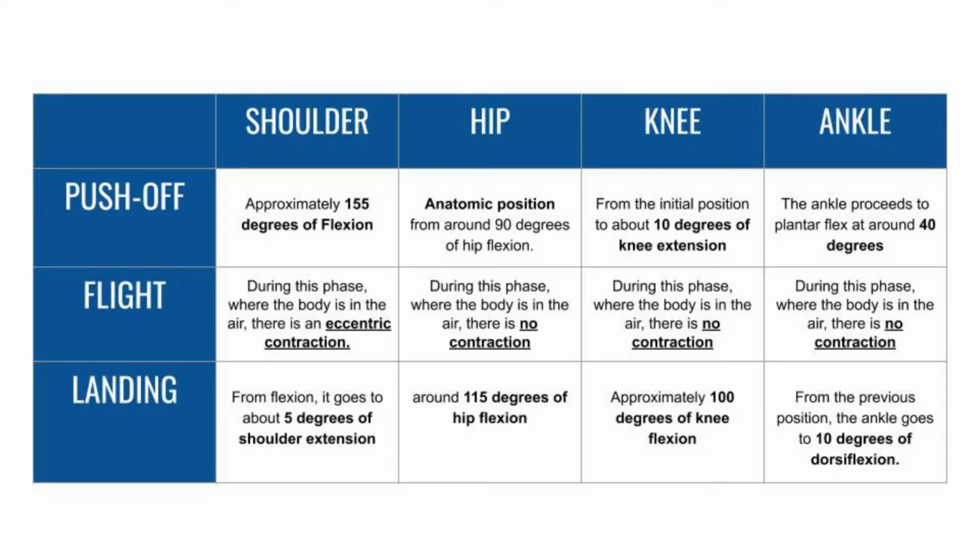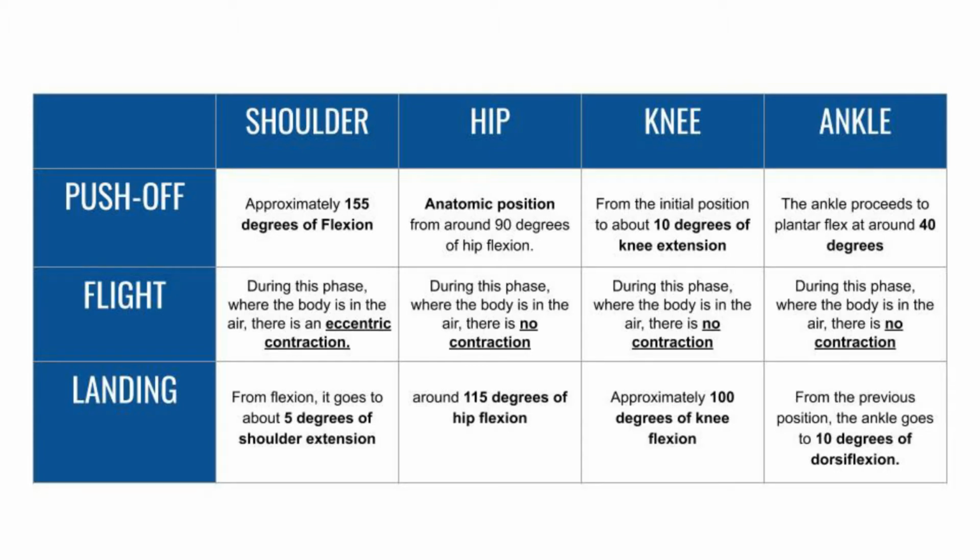We will discuss the movement of the body segments and the joints during each phase of the vertical jump. In the push-off phase, the shoulder moves from its initial position of slight extension into approximately 155 degrees of flexion. The hip begins at approximately 90 degrees of flexion and extends into the anatomic position. The knee extends from flexion into 10 degrees of extension, and the ankle begins at dorsiflexion and moves into approximately 40 degrees of plantar flexion.